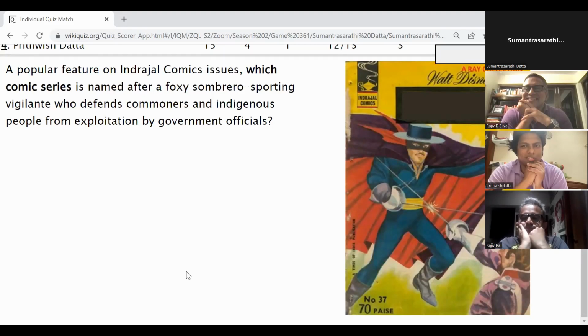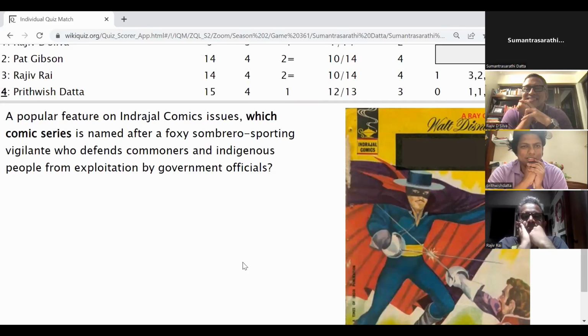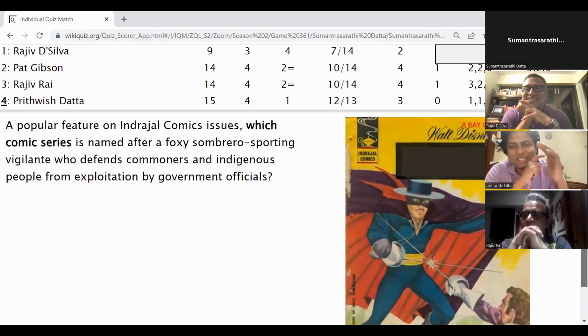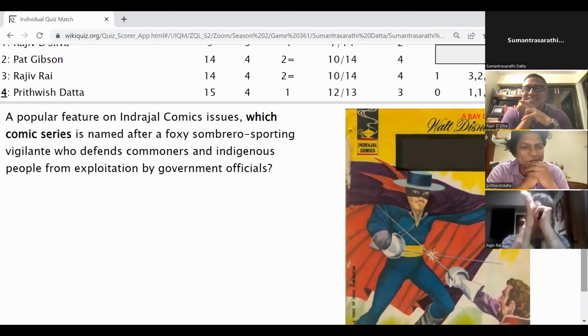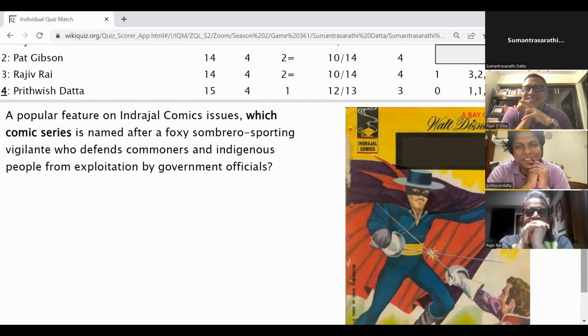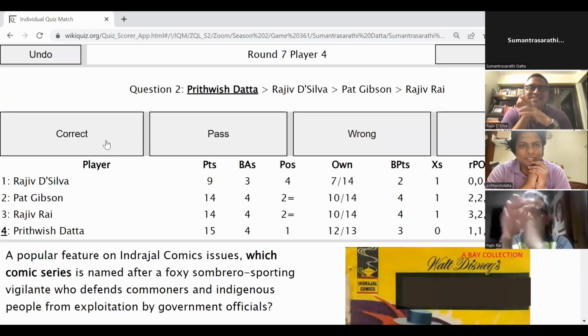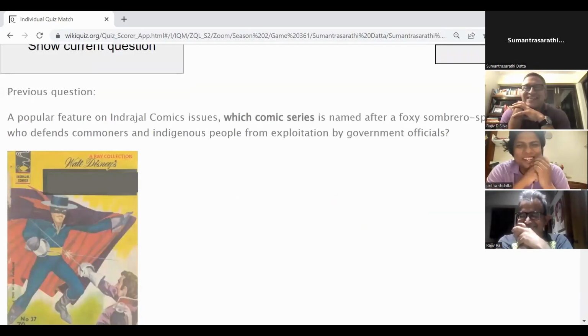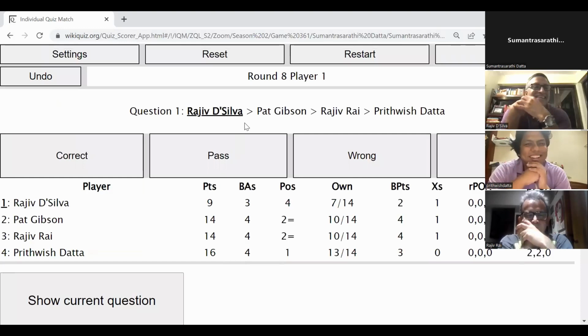Go over. Okay. Did Prithwish say something? No. Said to scroll up. I'll say Zorro, or Mask of Zorro. Yeah, Zorro. I was wondering what took you so long. I was not sure whether Indrajal did some other thing. And a very interesting point now.